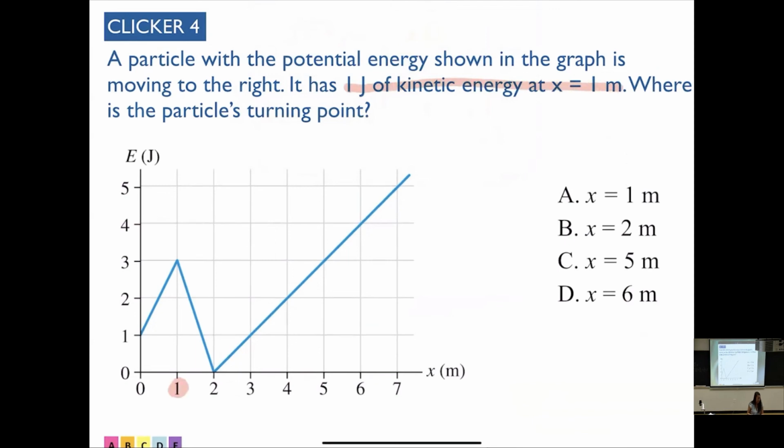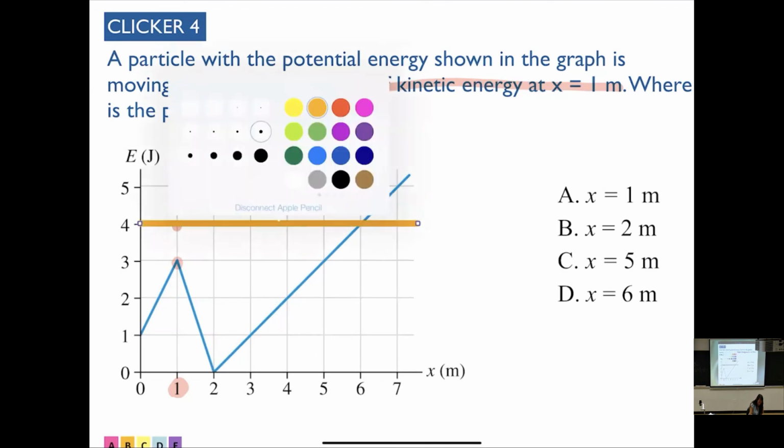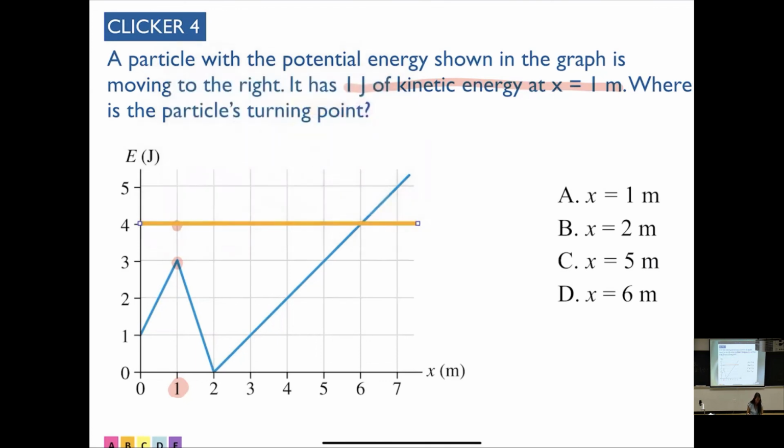So x equals 1 meter is here. That means the total energy is going to be potential energy, which is 3, plus kinetic energy. How much kinetic energy do we have? 1. So that means we can draw our total energy line. Oh man, if I were better at drawing, that would be helpful. Let's make it thicker. Oh, too thick. Okay, so that's our total energy line.